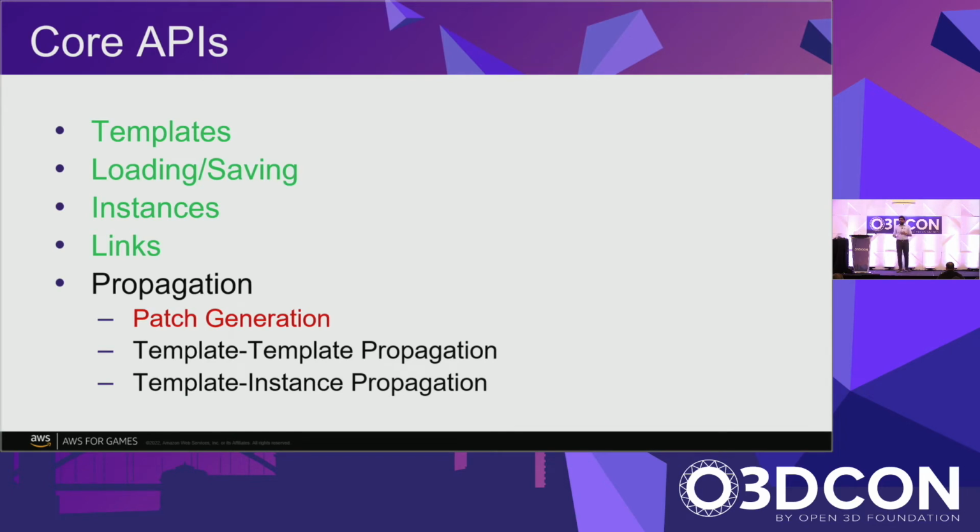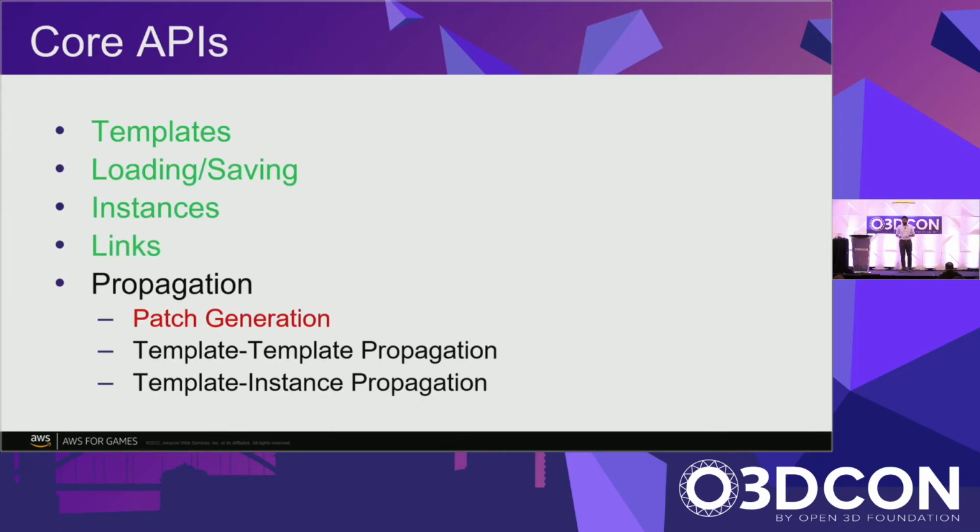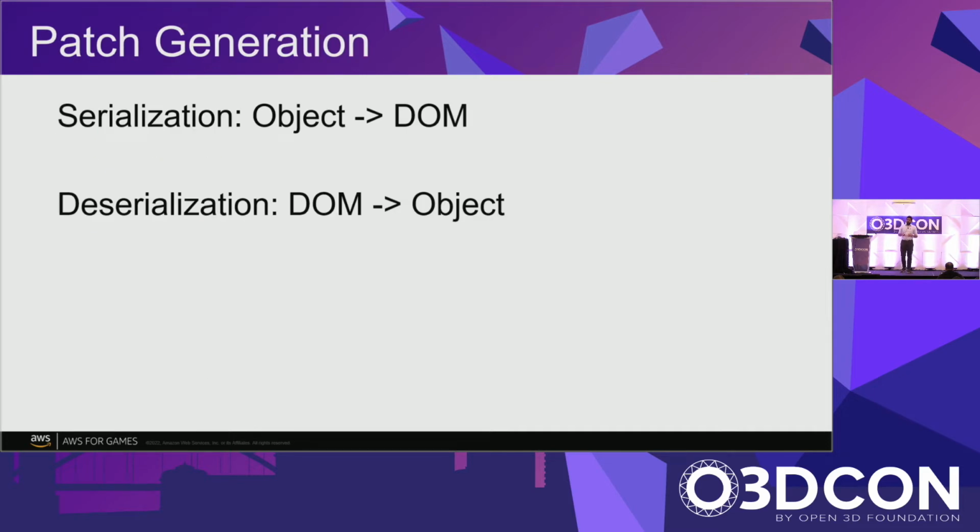Next, we'll look at some of the fundamentals of propagation, or how it is implemented behind the scenes. So the first thing we'll cover is patch generation. And to understand patch generation, we need to talk about serialization and deserialization. Serialization is this concept of taking your object, your C++ object in this case, and then converting it into a DOM format, which in our case will be represented in JSON. And deserialization is the opposite way. You start with the DOM, and then you load it into the object of your choice.